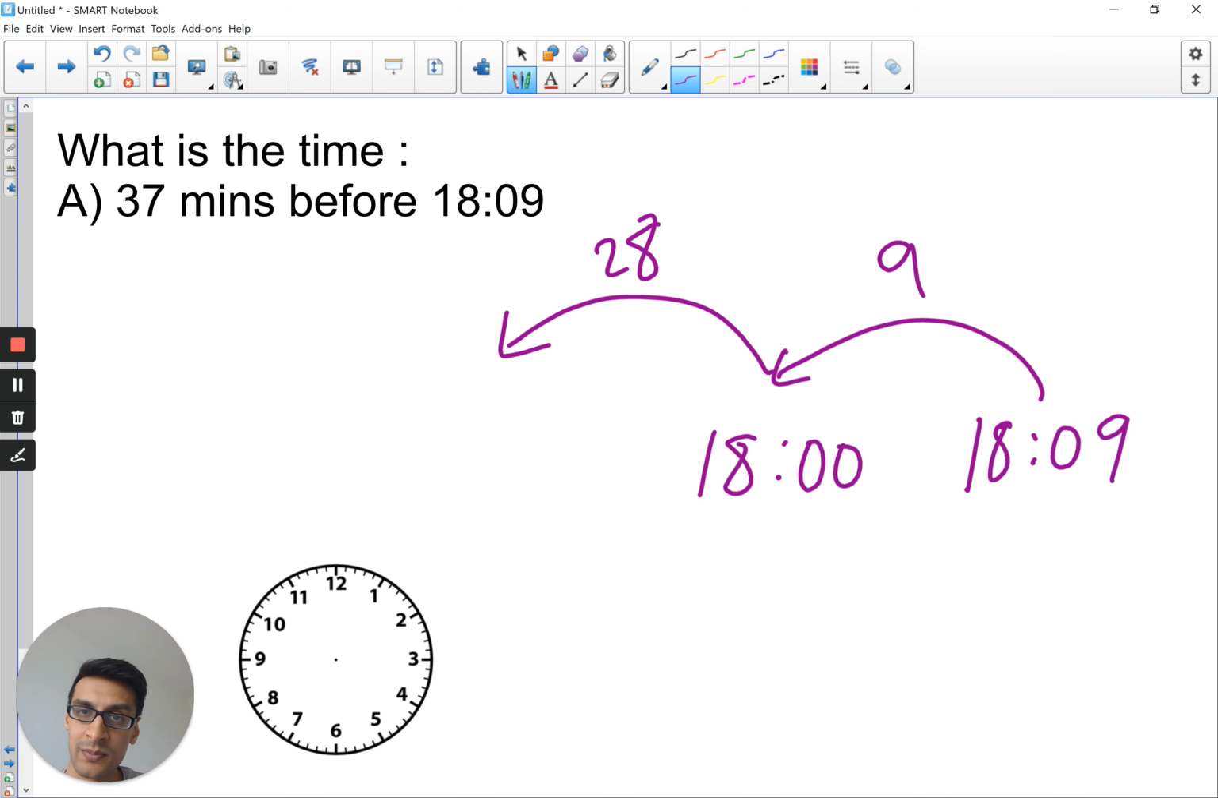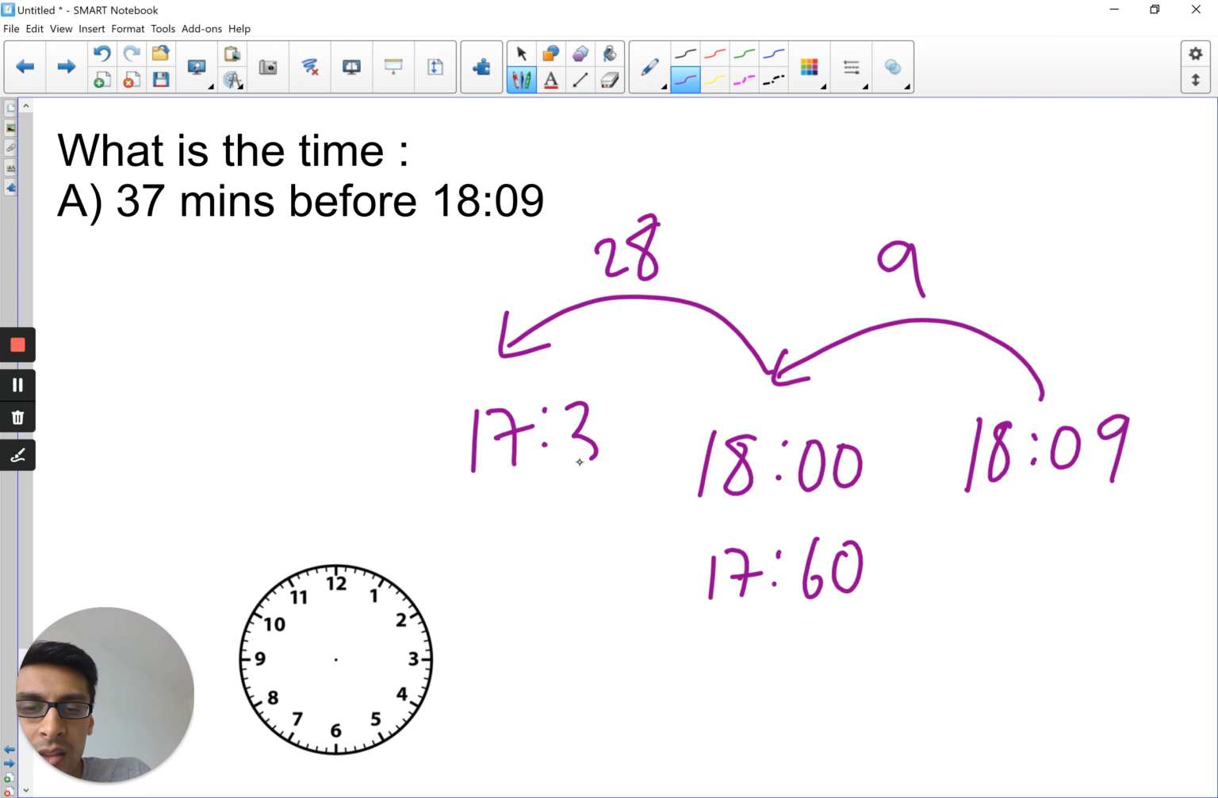Now in this case, to take away 28 minutes, I'm actually going to subtract 28 from 60, because 18:00 is the same as, something that you wouldn't normally say, but you can visualize it as 17:60, because it's 5 o'clock plus 60 minutes. Now you wouldn't normally write that, but you can imagine it as that. And you're doing 17:60 take away 28. So then 60 take away 28 gives you 32. So then you're left with 17:32. That is your answer.